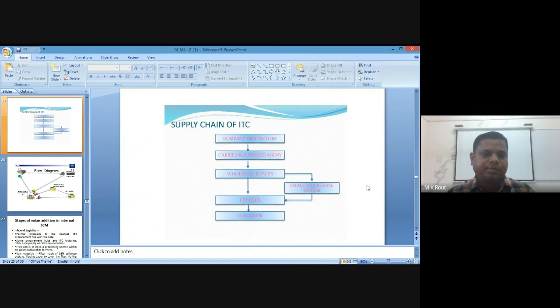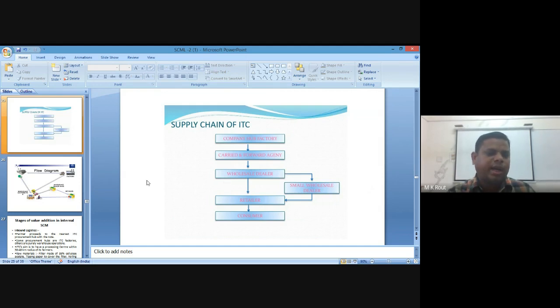first one. They made their company hub factory. Then they assign a carry and forward agency, that is, a C&F agency. Under that C&F agency, a huge number of wholesalers are there. Under those wholesalers, a few retailers are there. And if you add some small wholesalers in between, so your wholesalers and retailers are there. And finally the product or services go directly to the end user in the form of customers. So this is the whole schematic view of the supply chain of ITC.